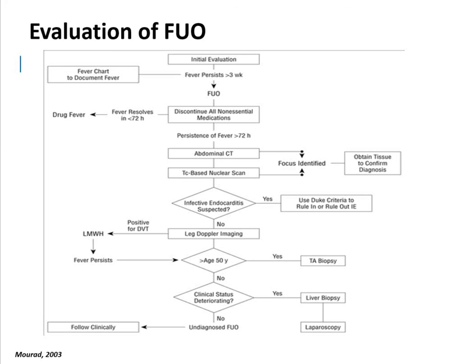And of course, you should prescribe Doppler imaging of lower extremities, and in case of positive Doppler imaging, so if you could find a blood clot, a thrombus in the deep vein, you can prescribe low molecular weight heparins for every patient. In old patients after 50 years old, in case of tenderness of temporal artery, of course you should prescribe temporal artery biopsy. Sometimes you could prescribe liver biopsy or another internal organs biopsy. But sometimes we could say that the patient has undiagnosed fever of unknown origin, and of course in this case you should follow him clinically.